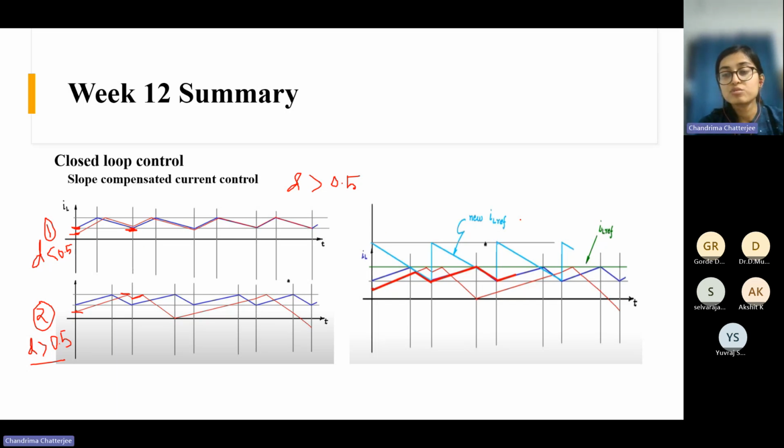So to resolve this issue, instead of giving a constant current reference, we give this kind of sawtooth current reference. Then what is the advantage? You see here, although this becomes like this, within one cycle it will coincide with the ideal waveform. In the earlier case it was not able to coincide with the ideal waveform because it was getting worse and worse with every cycle.